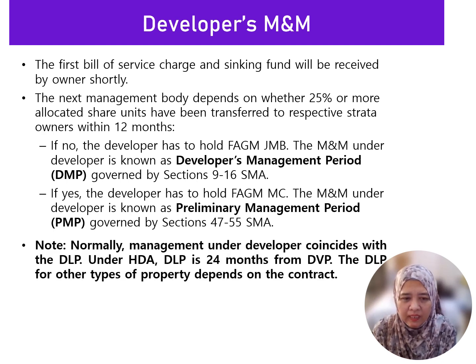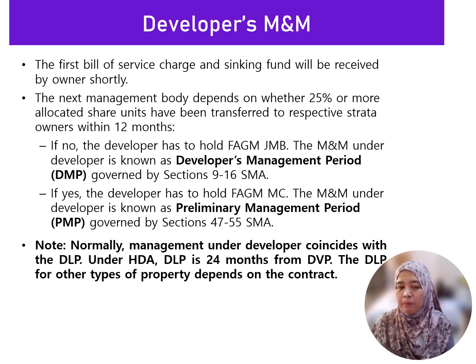Now it says that normally management under developer coincides with DLP, defect liability period. Under HDA, DLP is 24 months from DVP, kan? After delivery vacant possession, dia ada satu guarantee period, warranty period known as the defect liability period, kan? And the defect liability period is 24 months from DVP.